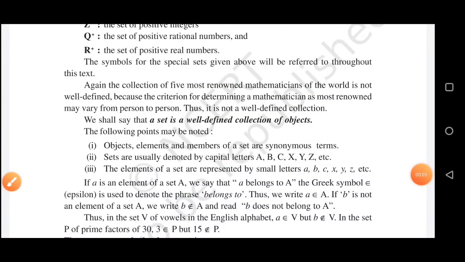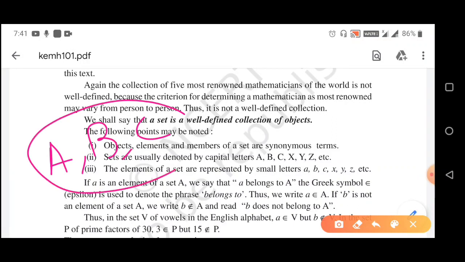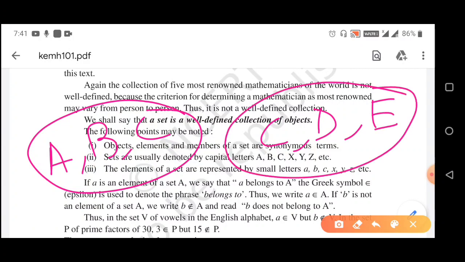If I say the collection of best cricketers in India, then the answer is not the same for each and every person. For me, the list of best cricketers may contain cricketer A, cricketer B and cricketer C. But for you, the list may contain, suppose, cricketer C, D, E. So the answer is not the same for both of us. So this is not a set because this is not well defined. We cannot decide who is the best cricketer of our country.